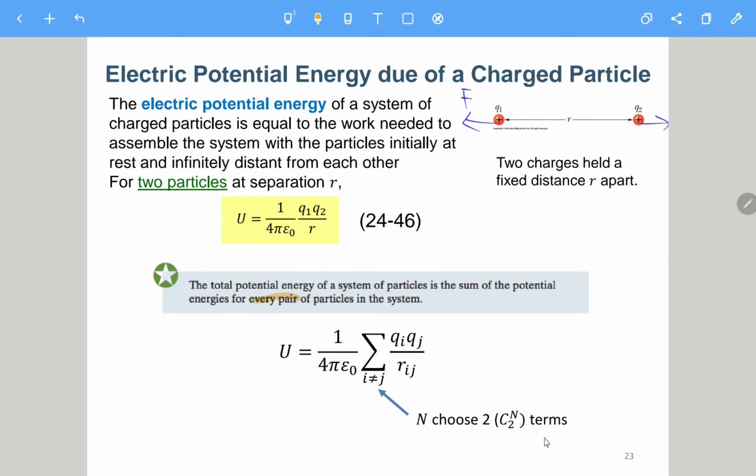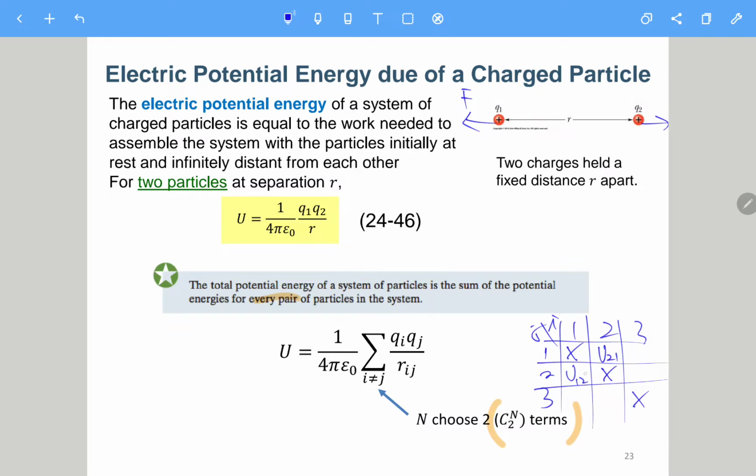n choose 2, or we can say NC2 terms. Suppose we have three particles, 1, 2, 3, and terms Ij. Here we cannot have I equals J, so we don't have this one, this one, or this one. And U12 and U21 are actually the same, so we only count one of them.